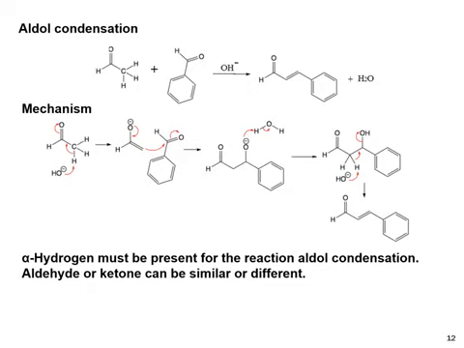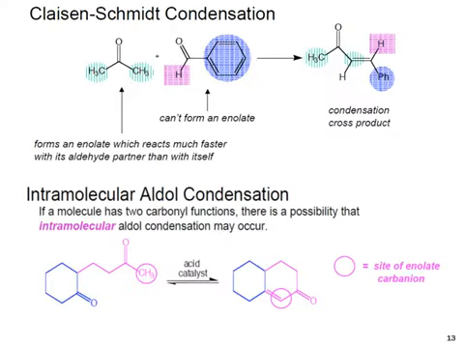Alpha hydrogen must be present for the aldol condensation reaction. The aldehydes and ketones can be similar or different, but the compulsory condition is the presence of the alpha hydrogen in at least one compound. The aldol condensation may be intermolecular and may be intramolecular.